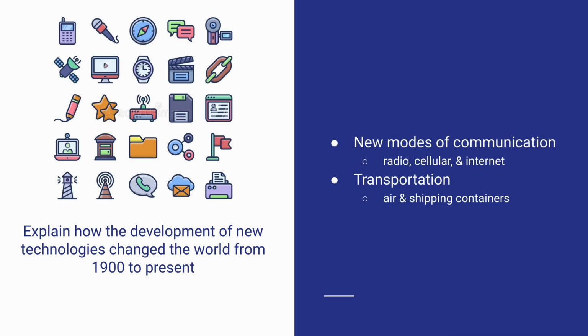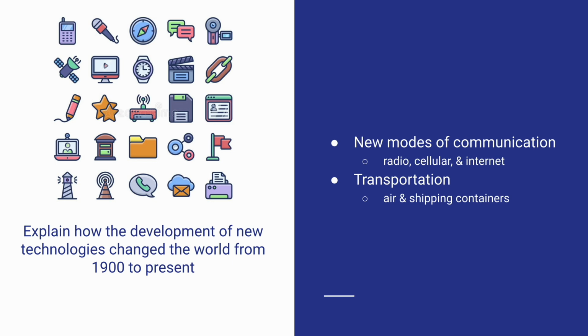What you want to talk about with technology is that there are new modes of communication. For example, radio, cellular, and internet. When you answer questions on the AP exam, make sure you start with the general, new modes of communication, and then go to the specific, such as radio, cellular, and internet. Okay, important tip there.